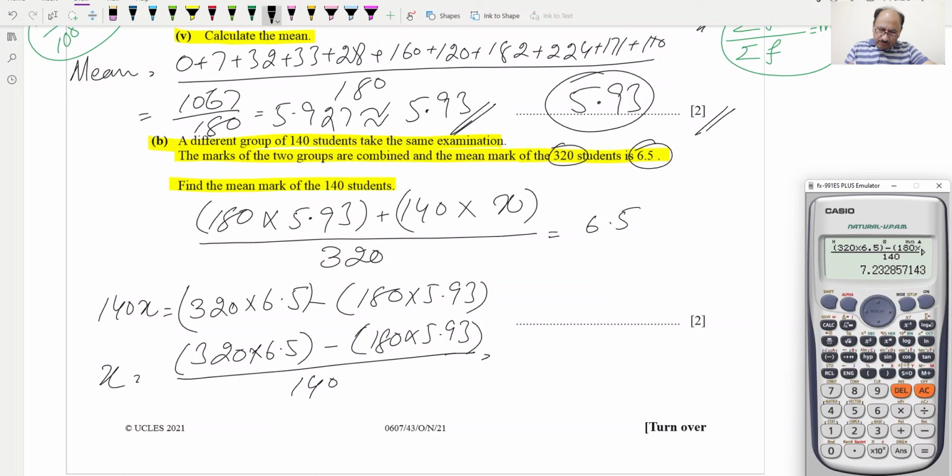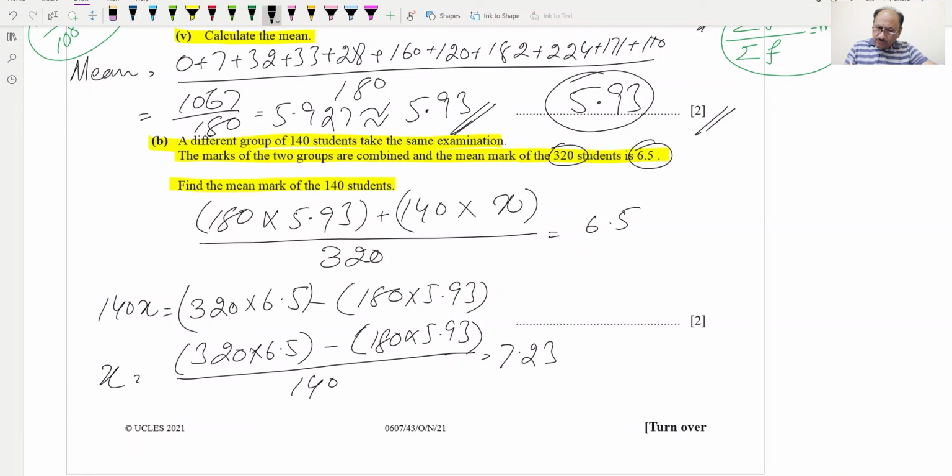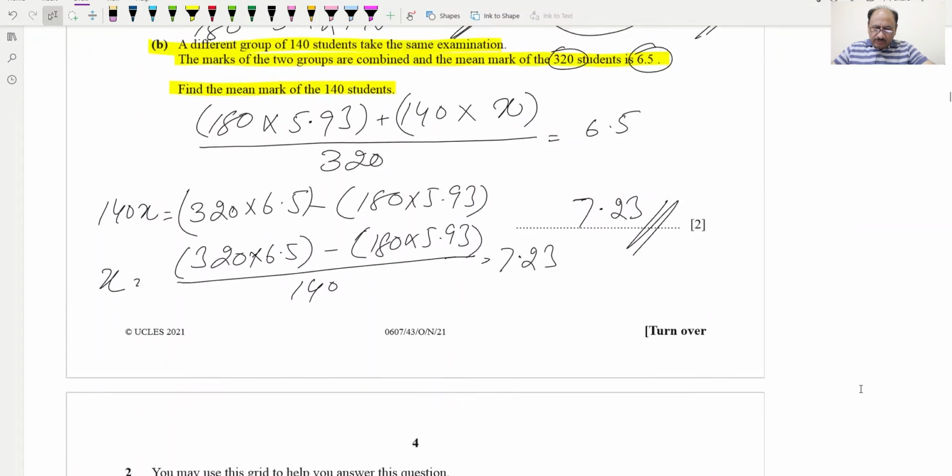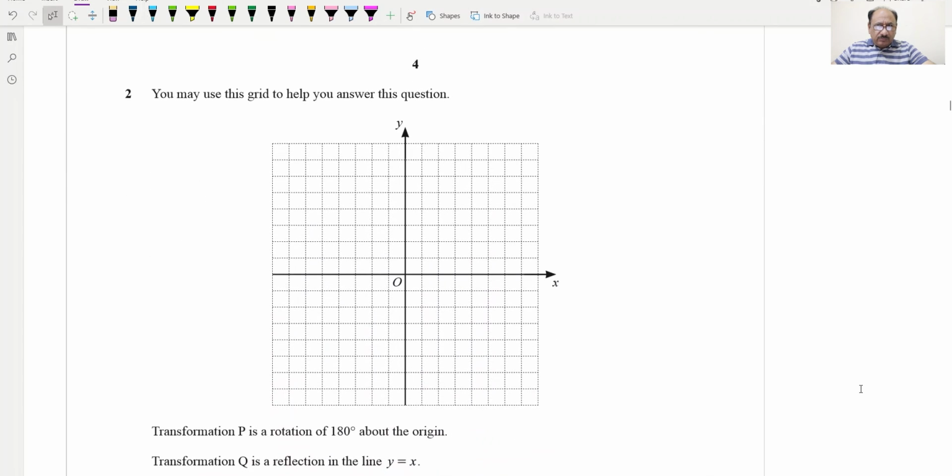This is giving us the answer 7.2328. So 7.23. So the mean of those 140 students is 7.23. This is the mean for 2 marks, which we are done with. Hopefully you understood this. Now question number 2.